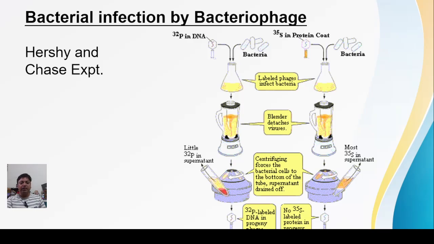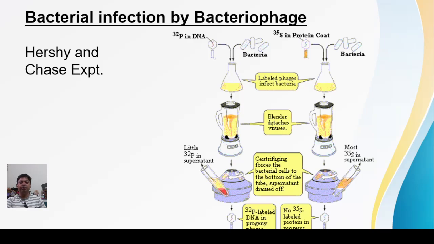Then the sample was taken out in a test tube and centrifuged, and it was observed that in the first case, where radioactive phosphorus was given, all the radioactivity was observed with the bacterial cells and none with the supernatant liquid. Similarly, in the second sample, where radioactive sulfur was given that was present in the protein part, all the radioactivity was observed in the supernatant liquid and none with the bacterial cells. It shows that it is the DNA that enters the bacterial cell.